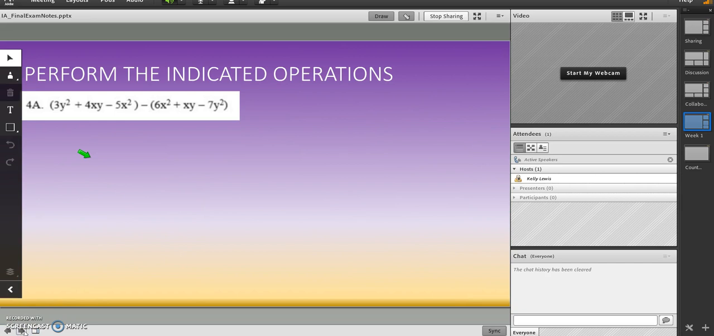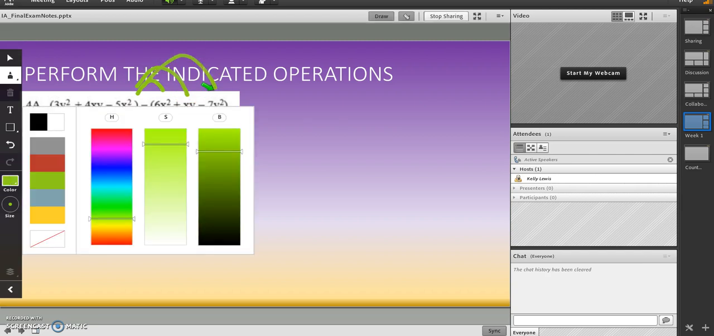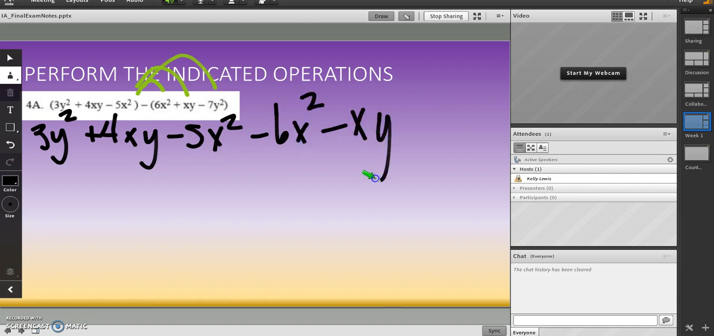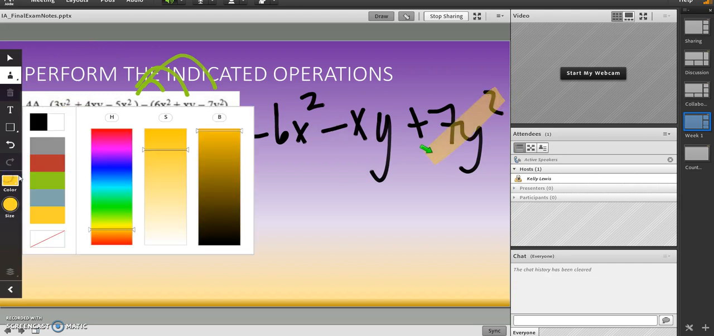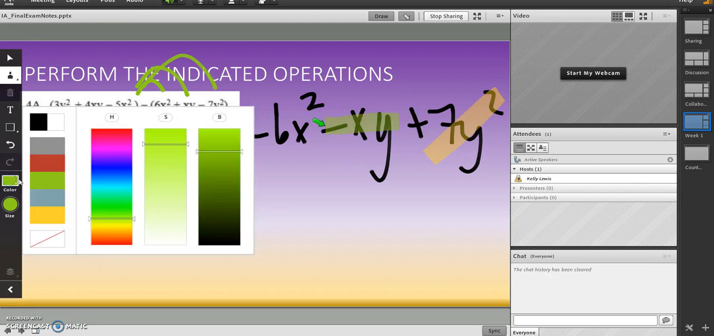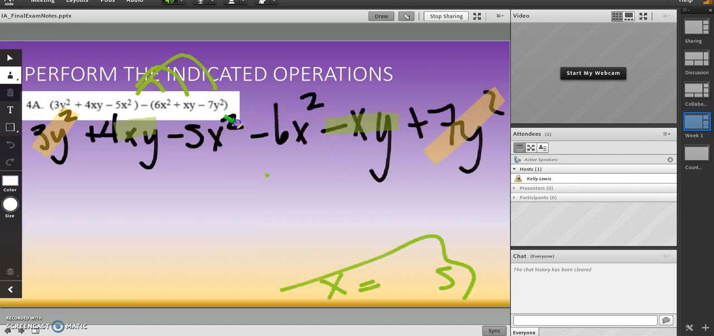Okay, just kidding. All right, I need to distribute this negative sign so that I get 3y squared plus 4xy minus 5x squared minus 6x squared minus xy plus 7y squared. Right now, we combine like terms. So y squared and y squared can talk. xy and negative 1 xy can talk. And then negative 5x squared and negative 6x squared can talk.